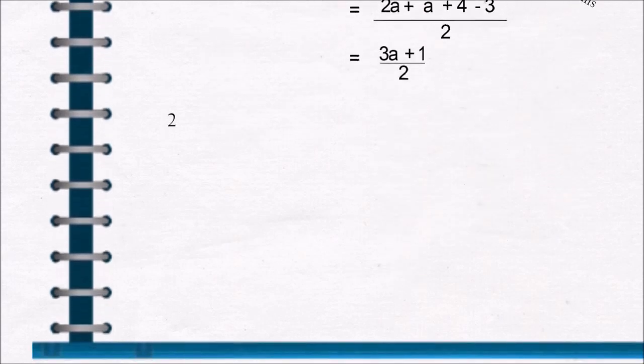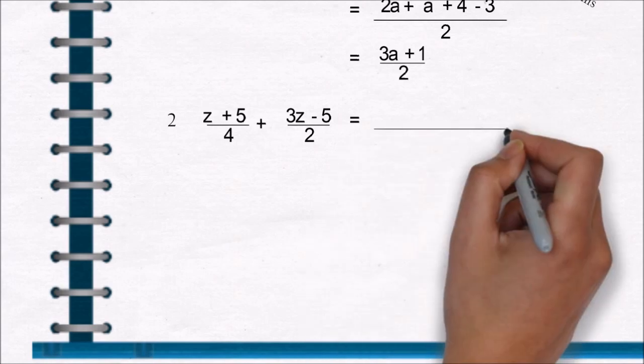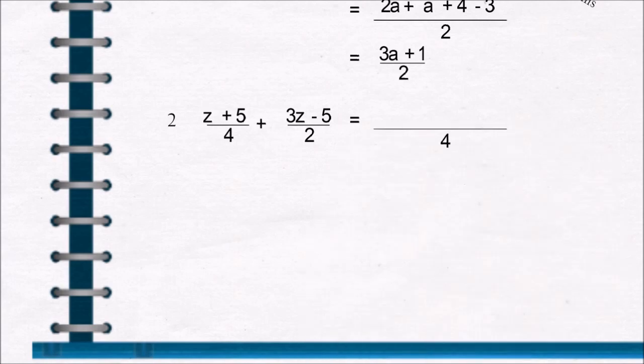Now in number 2, we have (z plus 5) over 4 plus (3z minus 5) over 2. In this case, their denominators are different. So we have to find the LCM of these denominators, 4 and 2. The LCM of 4 and 2 is 4. Just like when we simplify fractions, we use the LCM 4 to divide 4. That gives us 1. 1 is now multiplied by z plus 5.